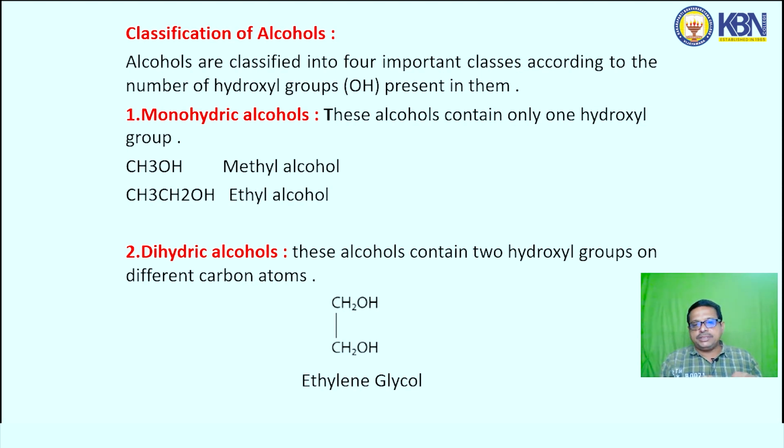The second one is dihydric alcohols. Di means two hydroxyl groups. So if the alcohol contains two hydroxyl groups on different carbon atoms, they are called dihydric alcohols. Example, ethylene glycol. In ethylene glycol, two OH groups are present on different carbon atoms.